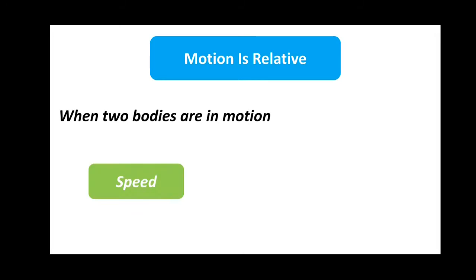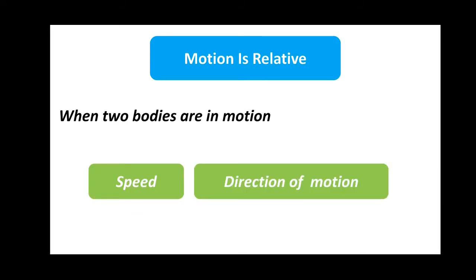Those examples were based on the motion of one object and its surroundings at rest. Now, when two bodies are in motion, then the change of position of one body with respect to the other depends on two factors such as speed and direction of motion. I will repeat once again. When two bodies are in motion, then the change of position of one body with respect to the other depends on the two factors such as speed and direction of motion.